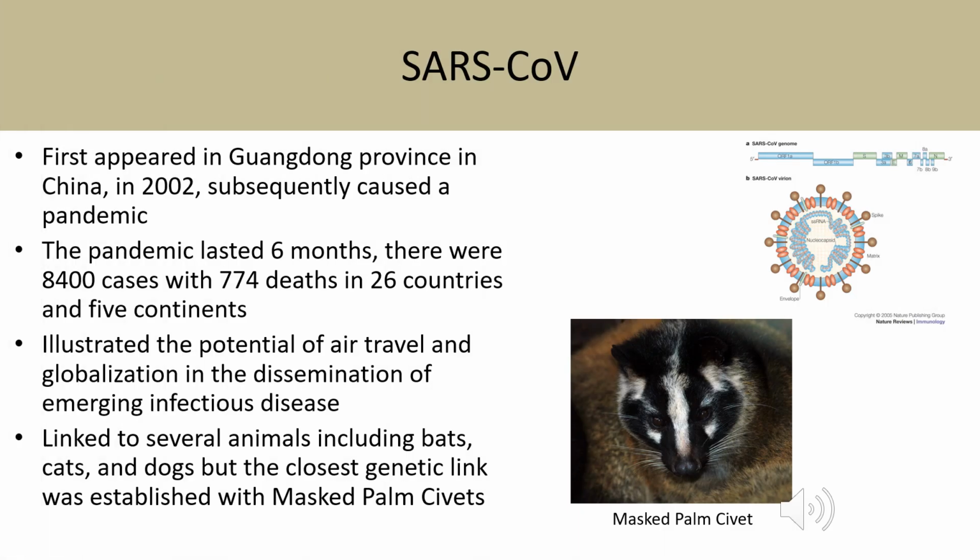So let's discuss the first of these viruses that causes severe respiratory syndrome. The SARS-CoV outbreak started in 2002 in Guangdong province in China, and subsequently within about 2 months it became a pandemic. This pandemic fortunately lasted only 6 months. There were a total of 8,400 cases worldwide, with 774 deaths in 26 countries and 5 continents.